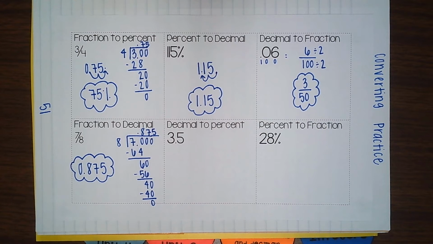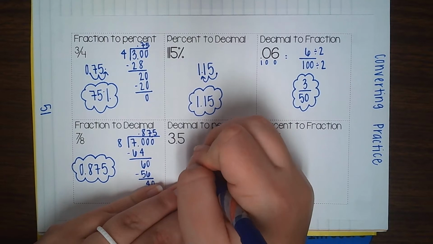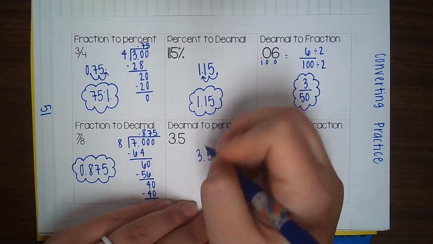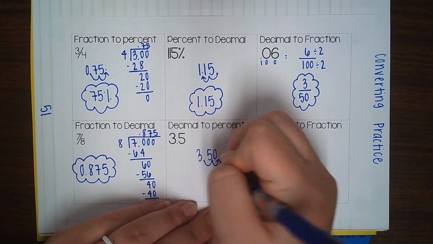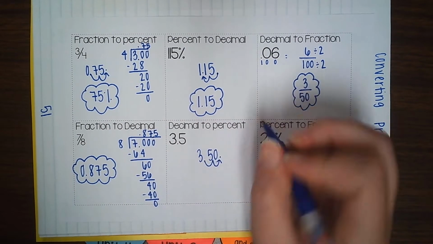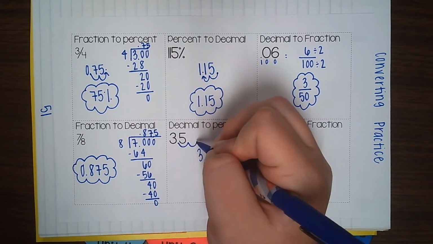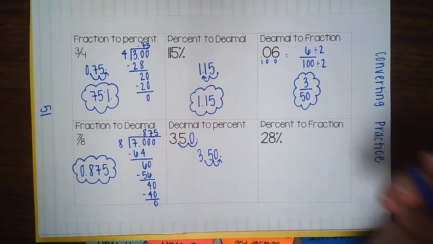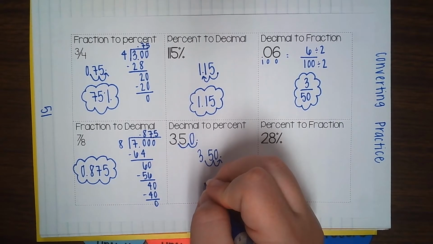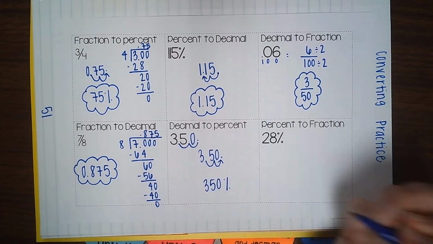Next is decimal to percent. The first thing we have to do is move our decimal 2 times to the right. So I'm going to go once, twice. And I already put in our 0. I shouldn't have. I should have let you guys see that when you move your decimal once, then twice, you have to add in that 0 as a placeholder. So as a percent, 3.5 is 350%.